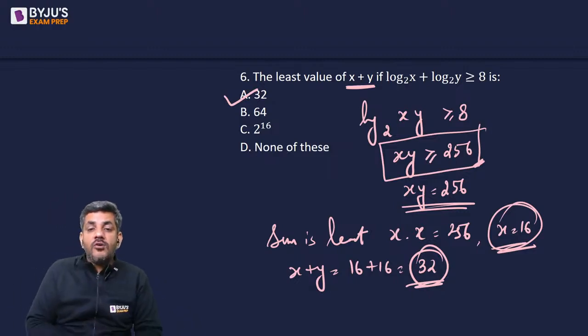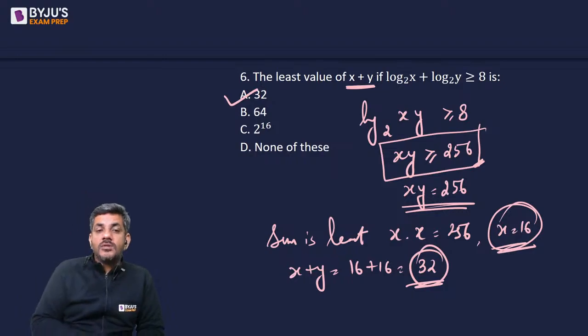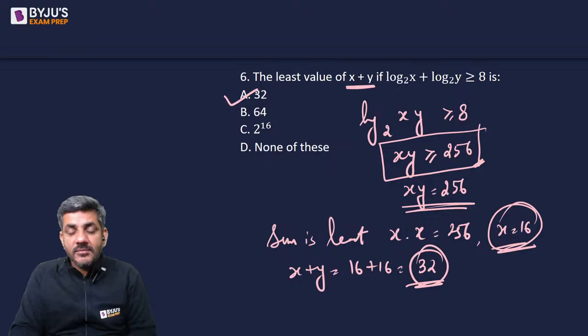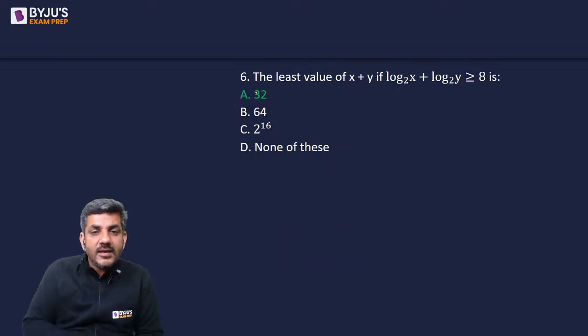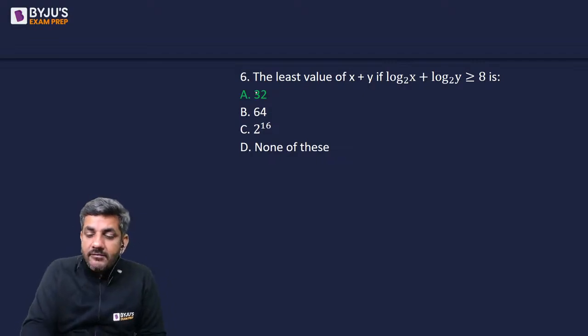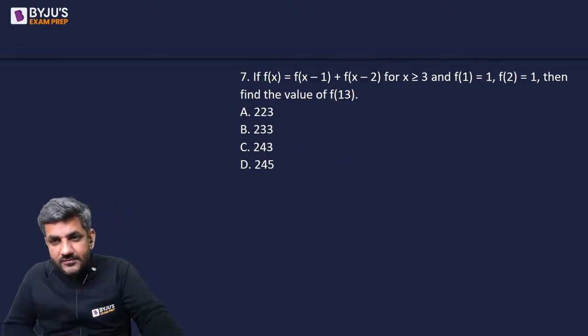The least value of x plus y is equal to 32 if the product of the two numbers is greater than or equal to 256, and that has given me the right answer. Music Core was correct. The correct answer for question number 6 is option A, that is 32. I will move ahead from here now to next question. Question number 7 on your screen. It is here. Let's see who does it fast now.